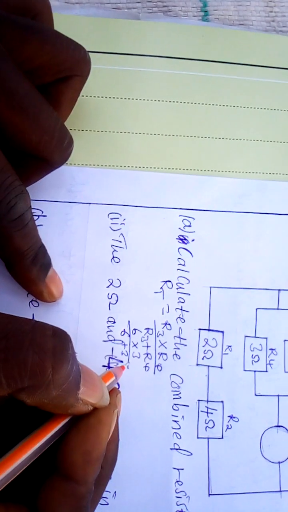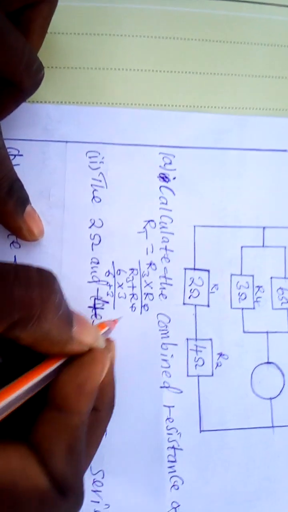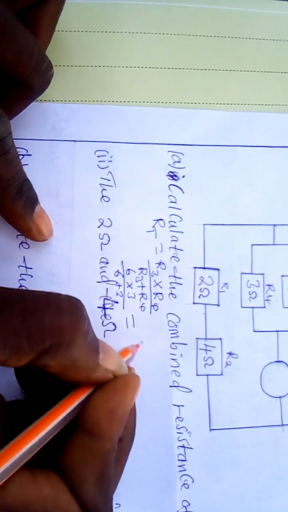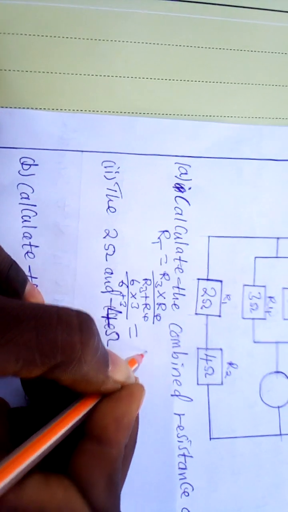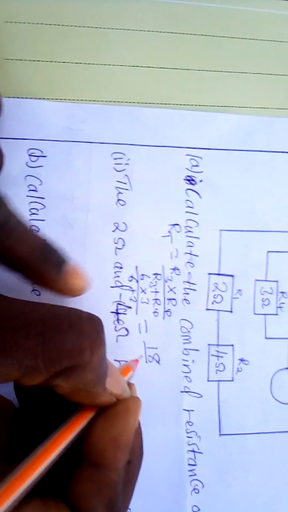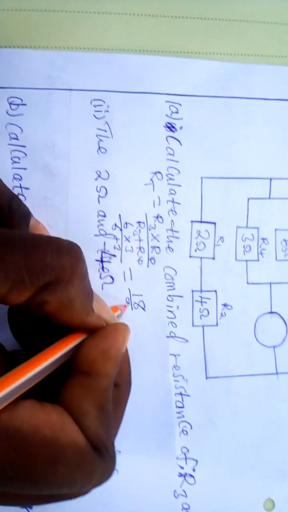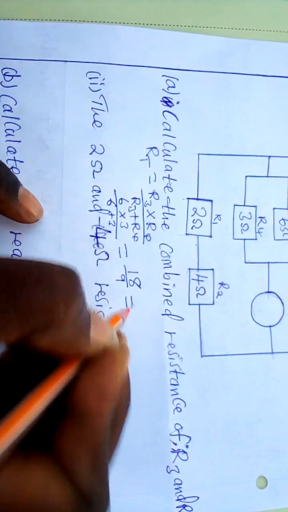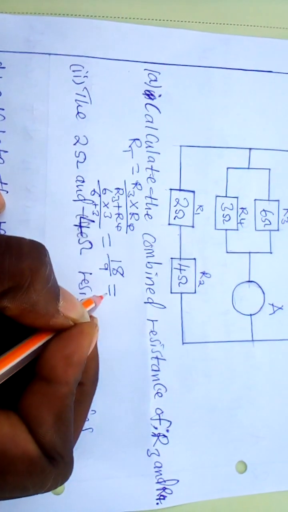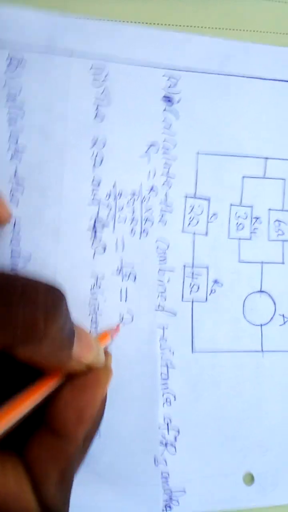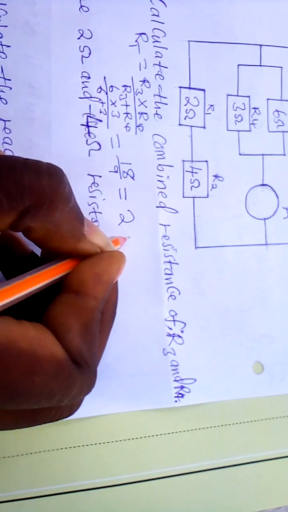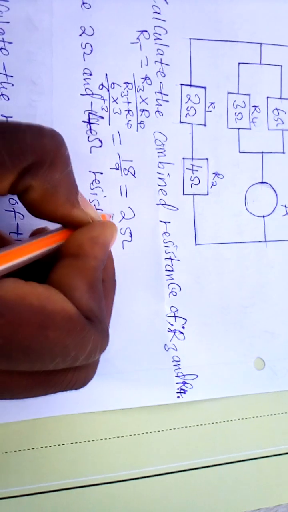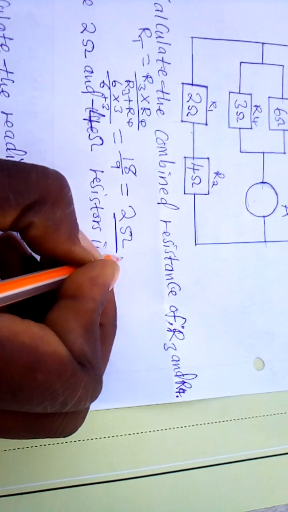Now, 6 times 3, the answer is 18. Over 6 plus 3, the answer is 9. So now, 9 into 18, the answer is 2. The unit for resistance is ohms. So the answer is 2 ohms. Okay, I've done this first question.